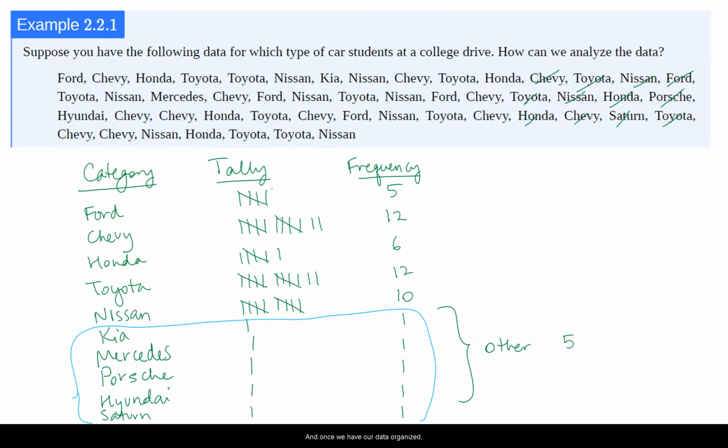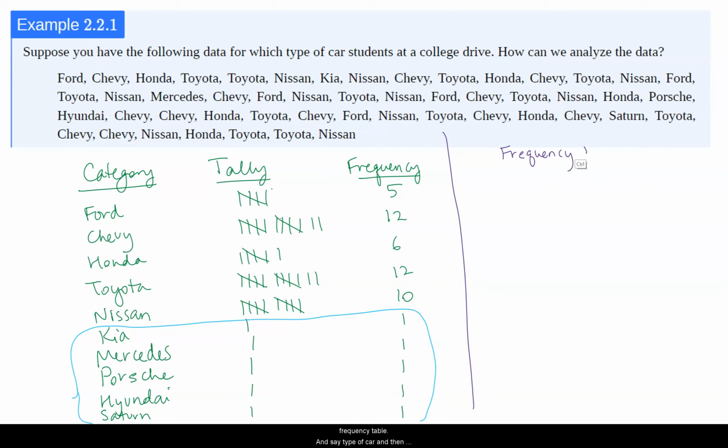And once we have our data organized, we can create what's called a frequency table, which is a more formal arrangement of this. So let's come over here. I'll do it on the right. I'm going to leave my count on the left, and basically all I'm going to do is eliminate that middle column. So the tally column is really only there to help you count the number of data values that you have. For us, a frequency distribution or a frequency table, you can say type of car and then frequency.